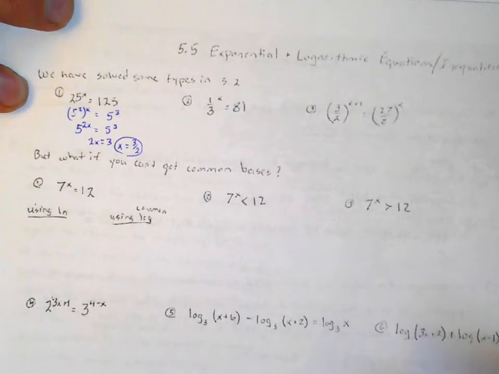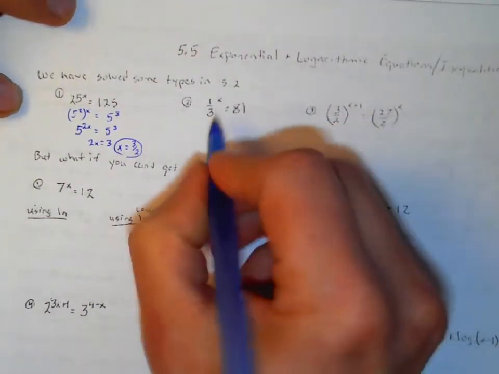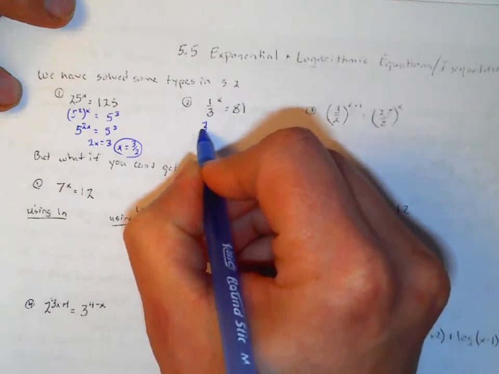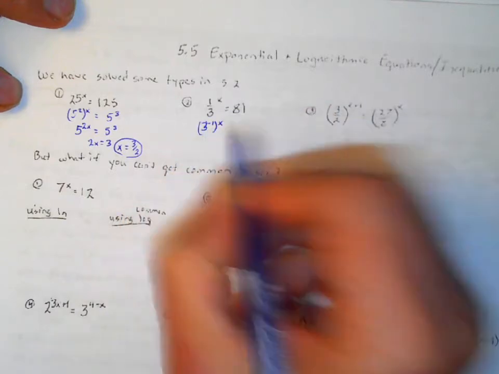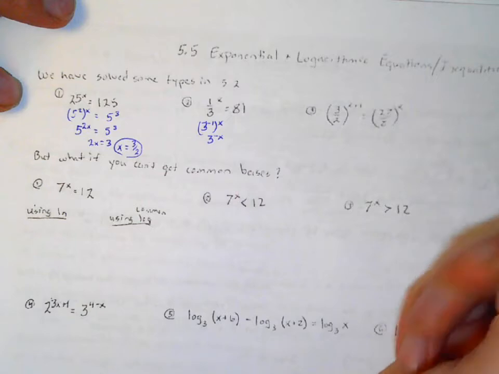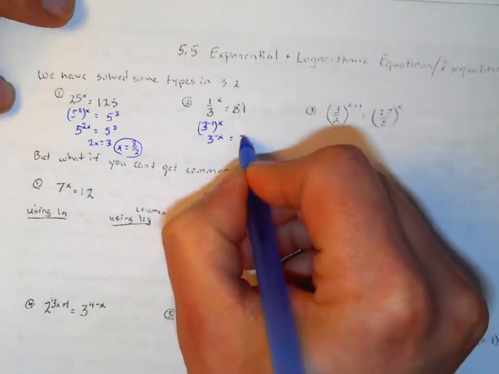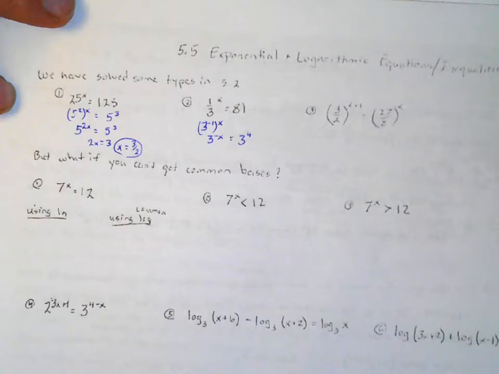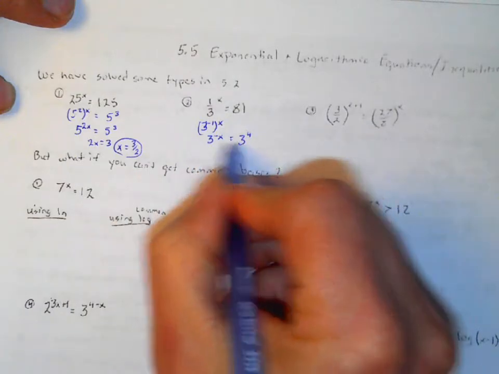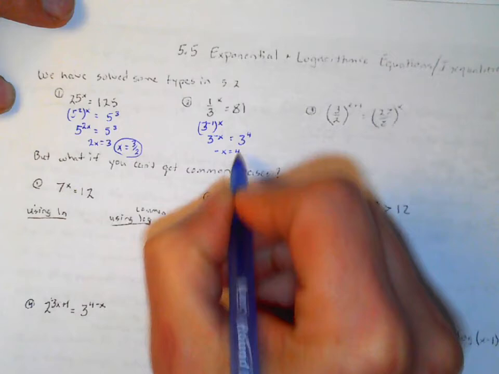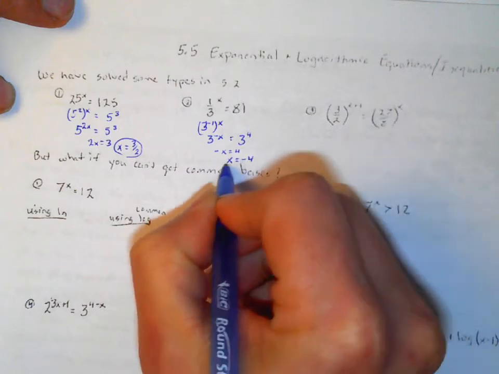Okay. This one here, to get the same bases, I'm going to say my base is going to be 3. You could use 1/3, but I'm going to use 3. So this would be the same as 3 to the negative 1. So really just negative x, exponent to exponent, you multiply. And 81 is the same as 3 to the 4th. Okay, so now I have the same bases, therefore my exponents have to be equal. So negative x is equal to 4, therefore x is equal to negative 4.